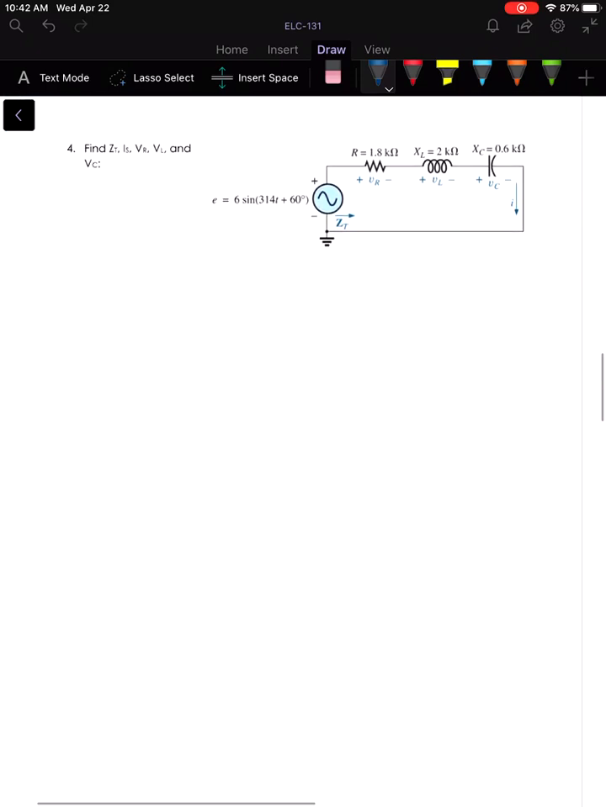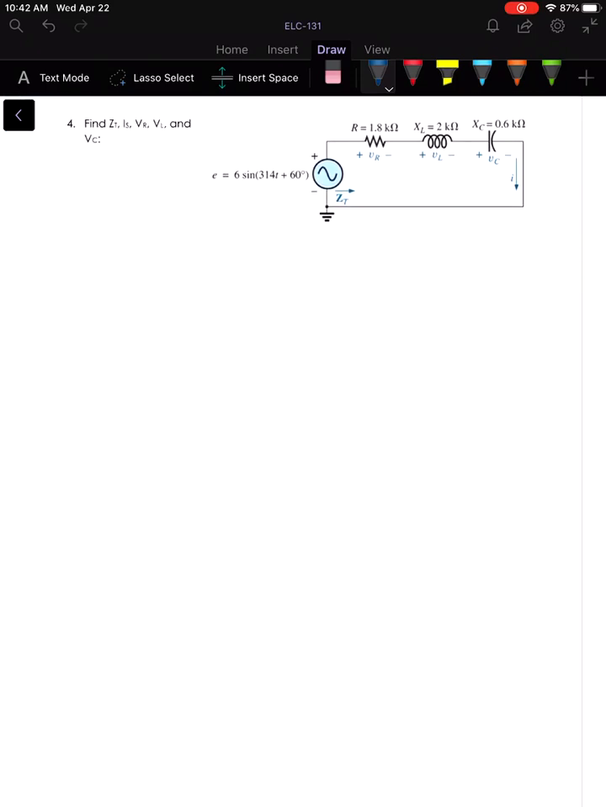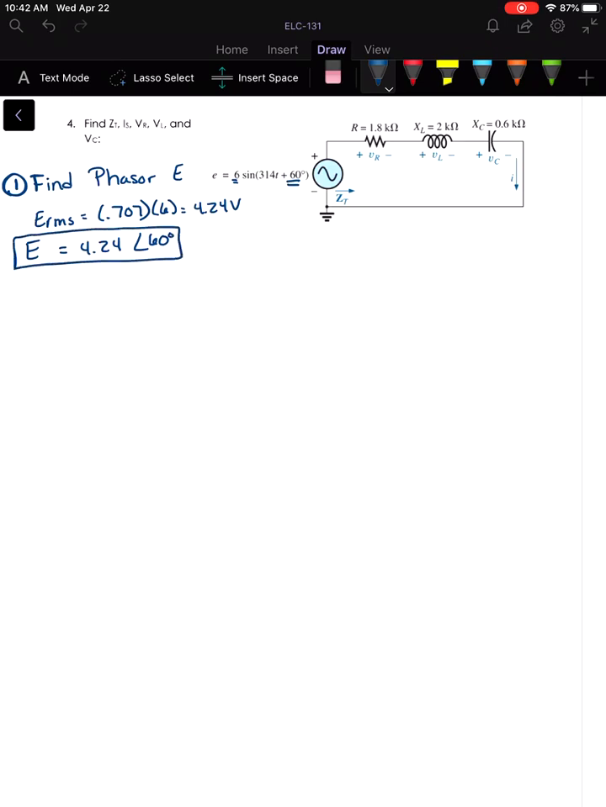So let's work through another very similar problem here. I'm going to start with finding our phasor voltage. Okay, so we need the RMS voltage, which would be 0.707 times the peak, which we see is 6. So we have 4.24 volts RMS there. So my phasor voltage is 4.24 volts, but we also have a 60-degree phase shift, so I have to include that here as my phasor voltage information.